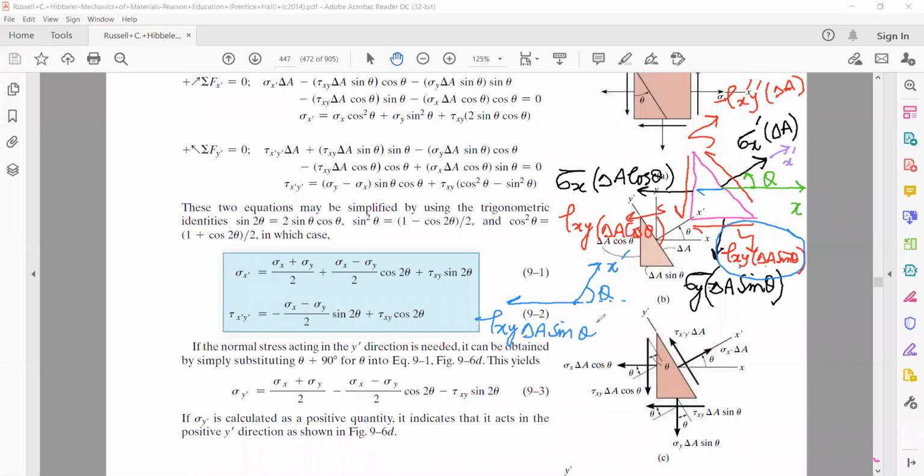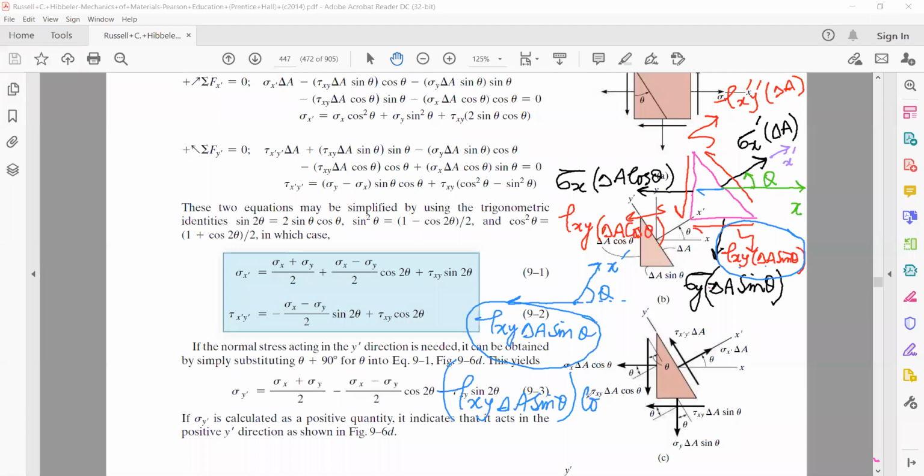Now we have to see how much is the component of this force, tau xy delta A sine theta, along x prime. This is the force, and now we have to calculate its component along x prime.